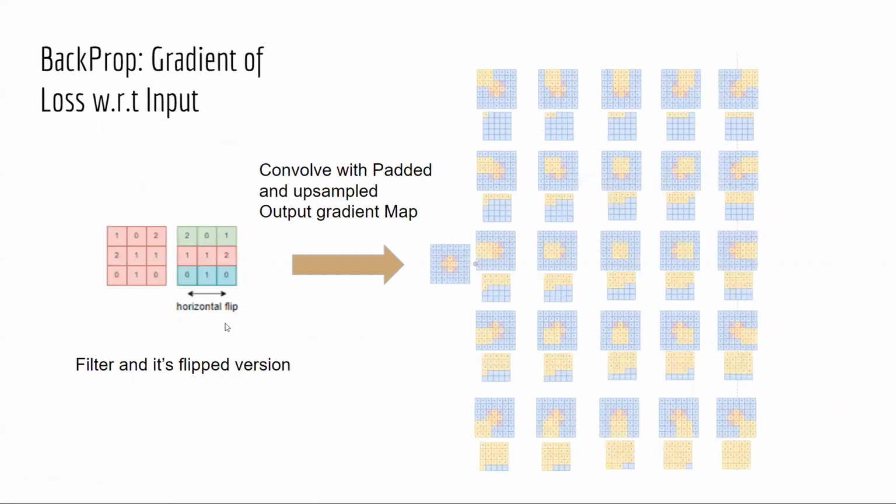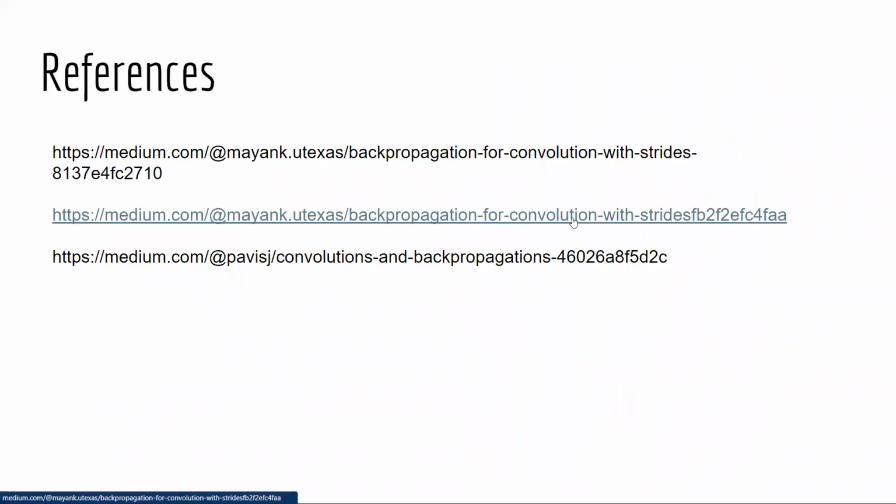So this was one example that one of our TAs had prepared, so you can go through it. This is our filter and its flipped version, and this is convolving with the upsampled output gradient map. If you just want to verify the numbers, you can zoom in through the slides and check how it works. These are some of the references, and that's it. I'll hand over to Amelia. She's going to go through some code.